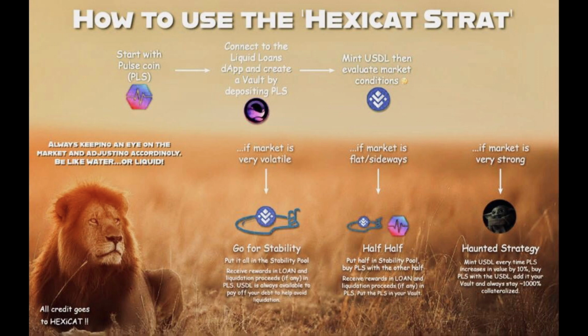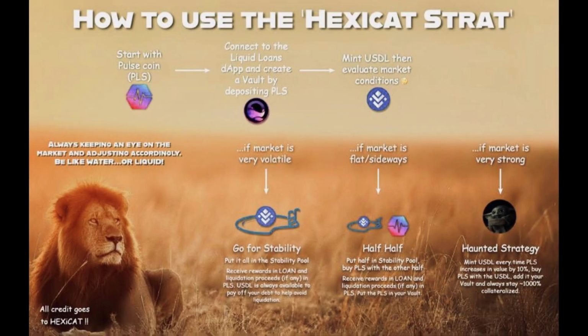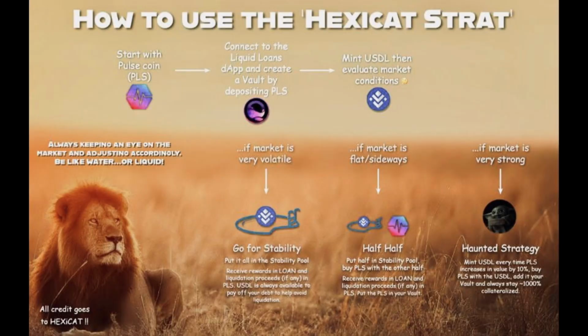In the half and half strategy, they want you to put half into the stability pool. With the other half, they want you to buy PulseChain, okay? Then you will receive rewards in loan token and liquidation proceeds in PulseChain. Put the PulseChain back into the vault and repeat the process over and over again. This is absolutely amazing. And I love this strategy. Shout out to, look at the bottom left corner, shout out to Hexicat. He's the person that came out with this strategy.